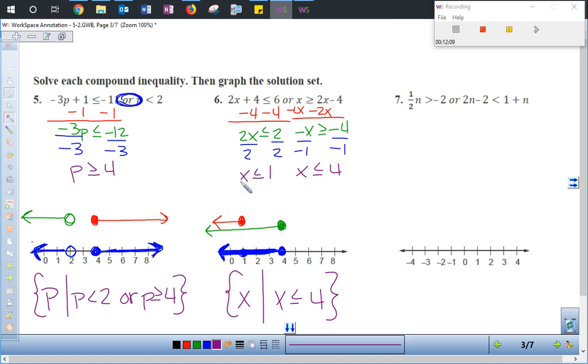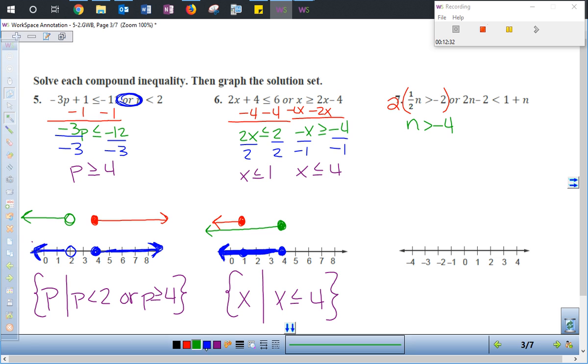Because any number that's less than 1 is already less than 4. Number 7, we're going to go ahead and solve for n. Here we have a fraction, so to get rid of that, I want to multiply by the denominator. I'm going to multiply the whole thing by 2. So 2 times 1/2 cancels out and just leaves me with 1n is greater than 2 times negative 2, which is negative 4.